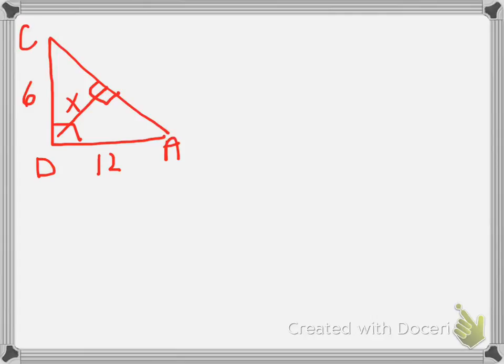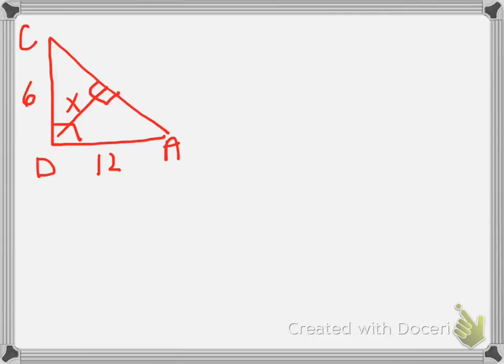Okay, so this is what the picture looked like. You were given a right triangle. Two legs were 6 and 12. You were not given the hypotenuse, and you need to find the altitude, which is x. So the first thing you might think is that this would use the altitude rule.